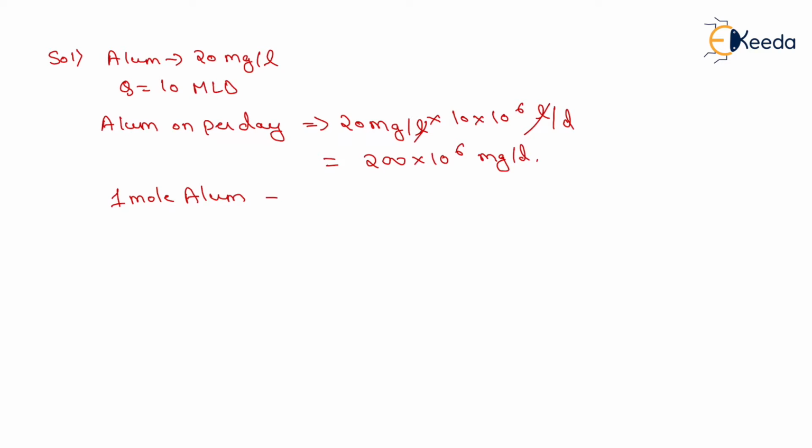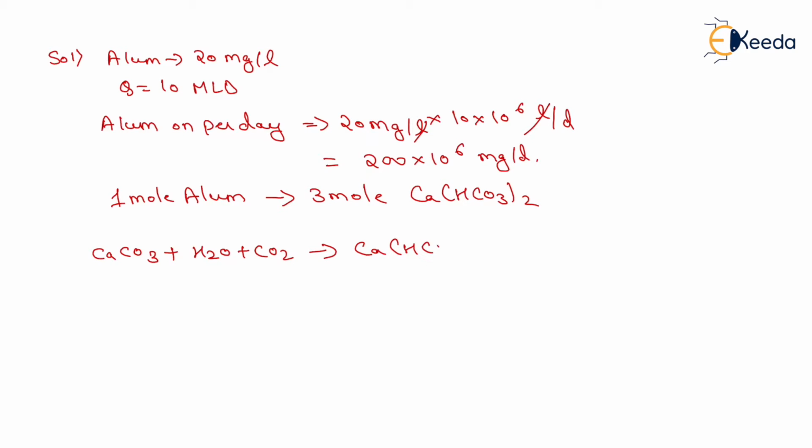Now we know that 1 mole of alum generally requires 3 moles of calcium bicarbonate. For the calcium bicarbonate production, we need calcium carbonate. So, when calcium carbonate reacts with water and carbon dioxide, it will form what? Calcium bicarbonate. Correct?